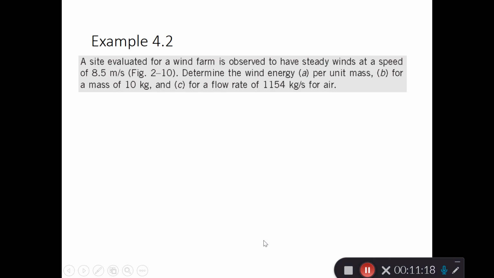So let's go through this example. A site evaluated for a wind farm is observed to have steady winds at a speed of 8.5 meters per second. So this is velocity. I hope you recognize the unit here. Determine the wind energy. There are three parts here. First, per unit mass. Remember, per kg. B is when you have a mass of 10 kilograms. And C, when you have a flow rate of air. Okay, this is something new for now.